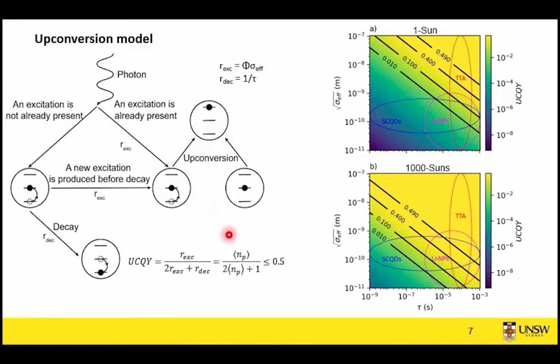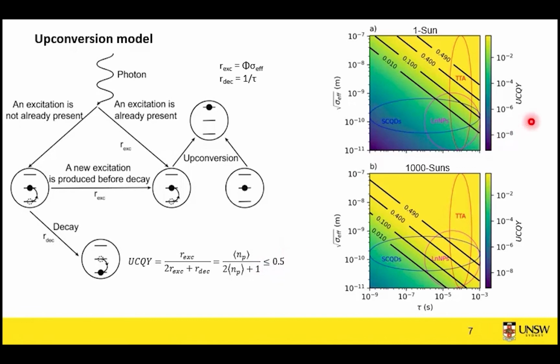Using this, we can relate this average NP to an upconversion quantum yield. UCQY is defined as a ratio between the number of upconverted photons emitted to the number of photons absorbed. Since at least 2 photons need to be absorbed to emit 1 upconverted photon, this UCQY is limited to less than a half.